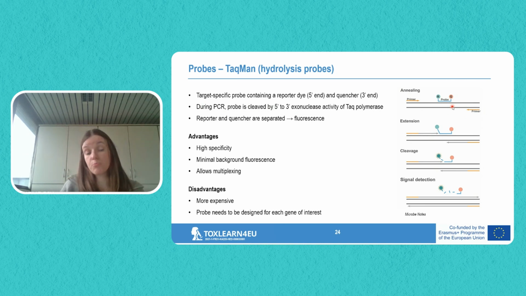However, the method compared to SYBR Green also has some disadvantages. And the first one is that it's more expensive compared to SYBR Green, and also that you need to design a probe for each gene of interest. So in addition to having to design these primers, you also need to design a probe and order the probe from a company.